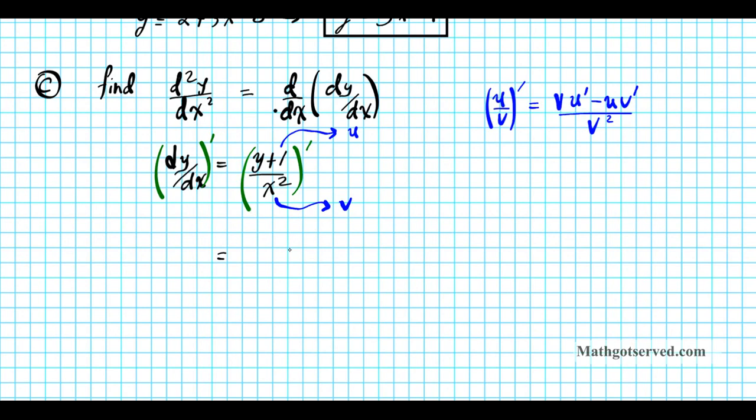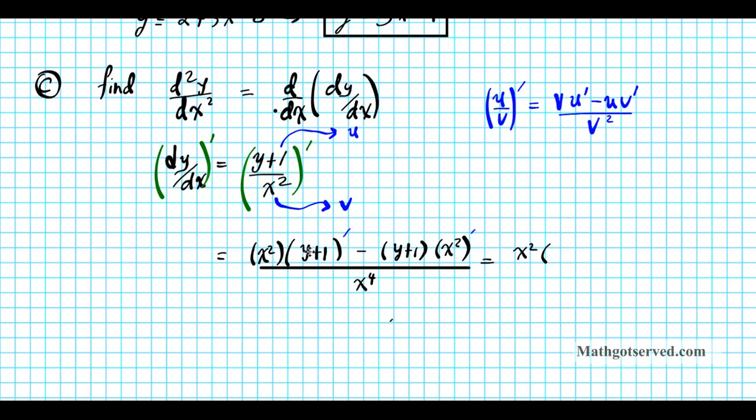So we're going to have v, which is x squared, times u prime, which is y plus 1 prime, minus u, which is y plus 1, times v prime, which is x squared prime, divided by v squared. So v is x squared, so x squared squared is simply going to be x to the 4th. Now let's go ahead and differentiate this. We're going to have x squared.